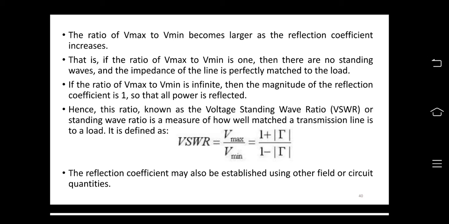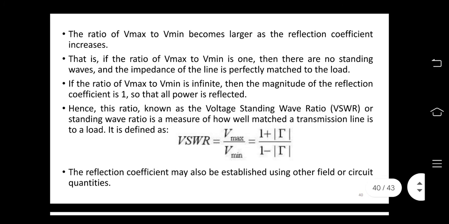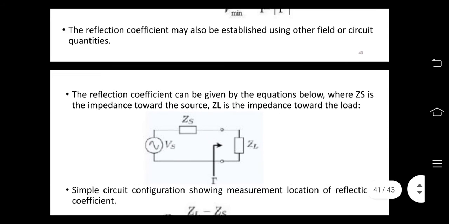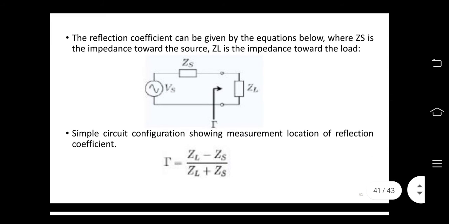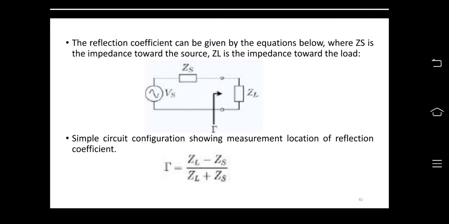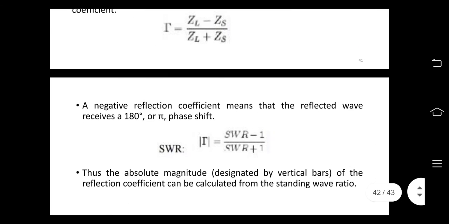So VSWR is equal to Vmax by Vmin, which is equal to (1 plus modulus gamma) divided by (1 minus modulus gamma). The reflection coefficient may also be established using other field or circuit quantities. So the reflection coefficient can be given by the equations below, where ZS will be the impedance towards the source and ZL will be the impedance towards the load, and gamma is determined at the load side, and a simple circuit configuration will show the measurement location of the reflection coefficient. So gamma will be equal to (ZL minus ZS) divided by (ZL plus ZS).